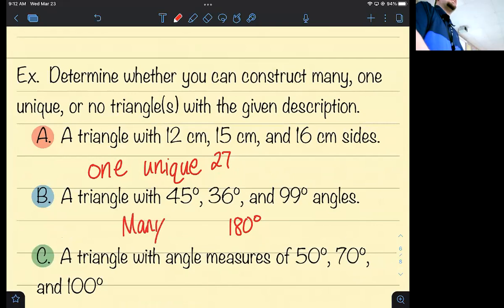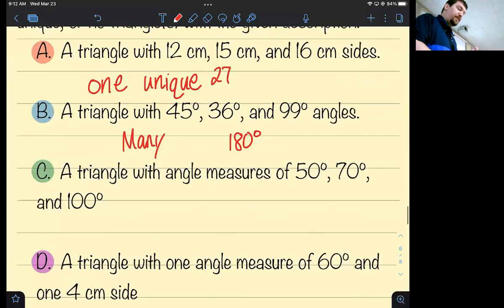But at least it exists, right? We know that if you have these 3 angles, they're going to add to 180. So triangles exist, but they're all going to be different. What about a triangle with 50, 70, and 100-degree angles? What's that add up to, Natalie? Does a triangle with 220 degrees exist, Natalie? No. So you couldn't make a triangle with those angle measurements. Yeah, they do have to add up to 180. If they don't add up to 180, you don't have a triangle at all.